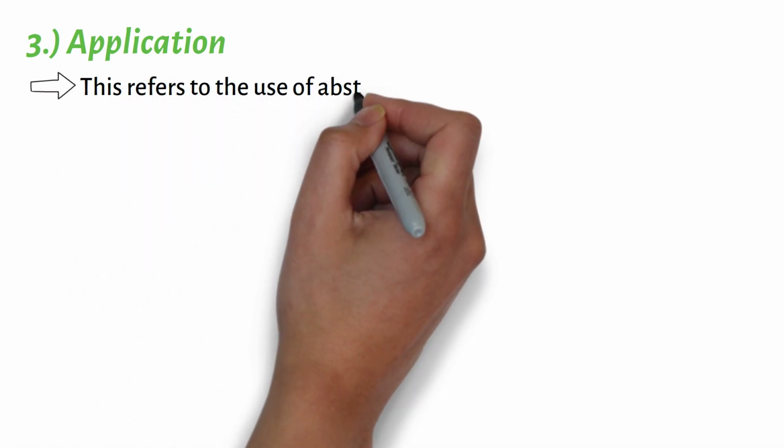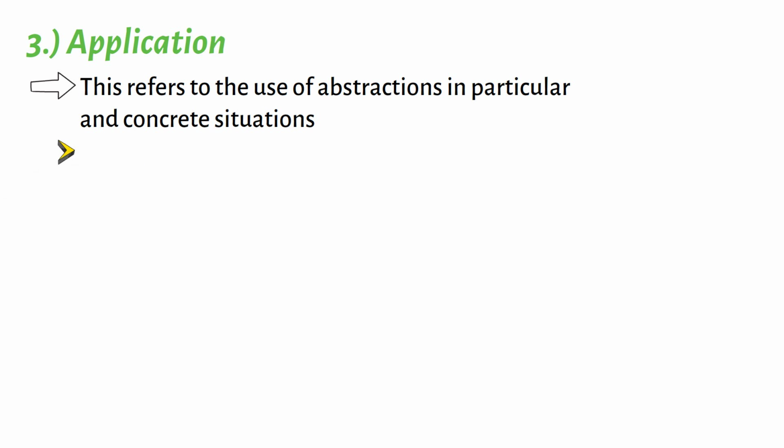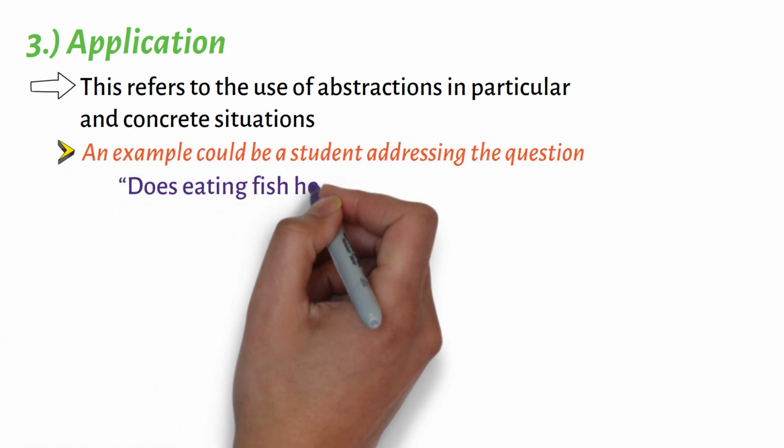Third is application. This refers to the use of abstractions in particular and concrete situations. An example could be a student addressing the question, does eating fish help improve longevity?